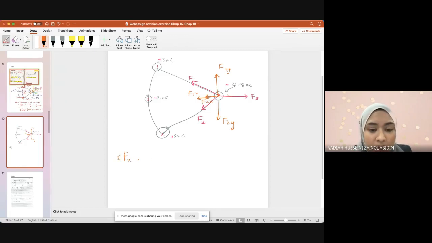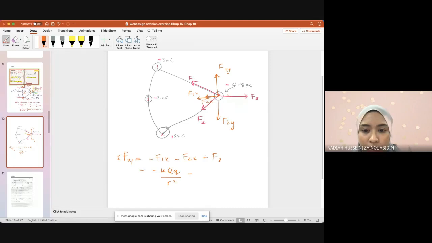in the x direction for charge number, let's call this P je lah. Okay, so x for 1 we have minus f1x, then minus f2x, and then we have positive f3. So f1 is minus kqq over r squared. The r should be the same, the k is the same. Tak apa, saya tulis dulu equation.